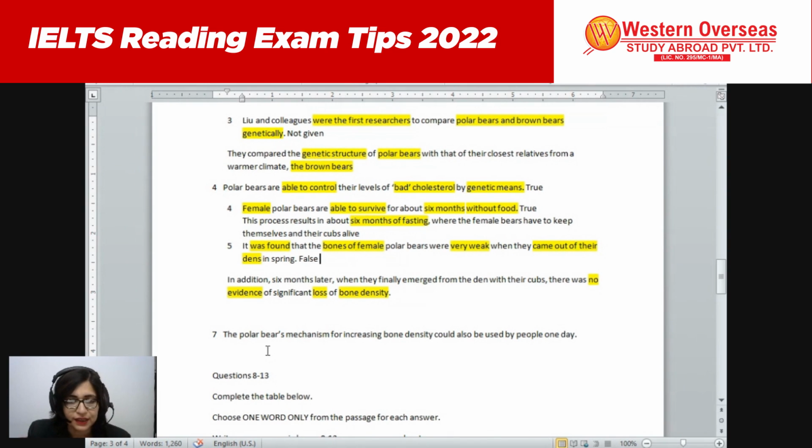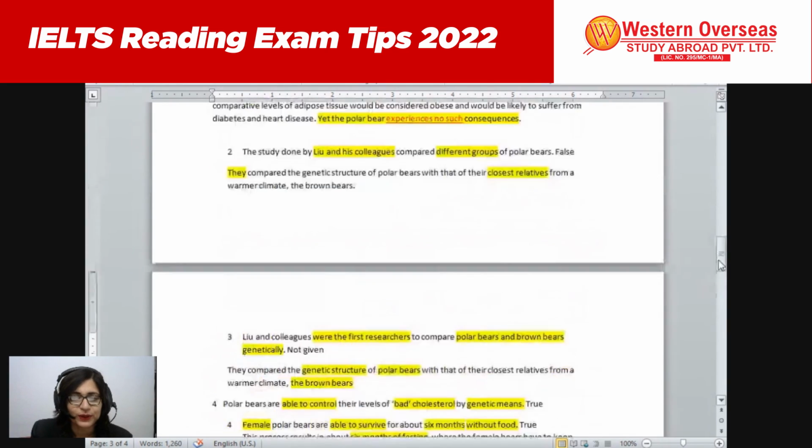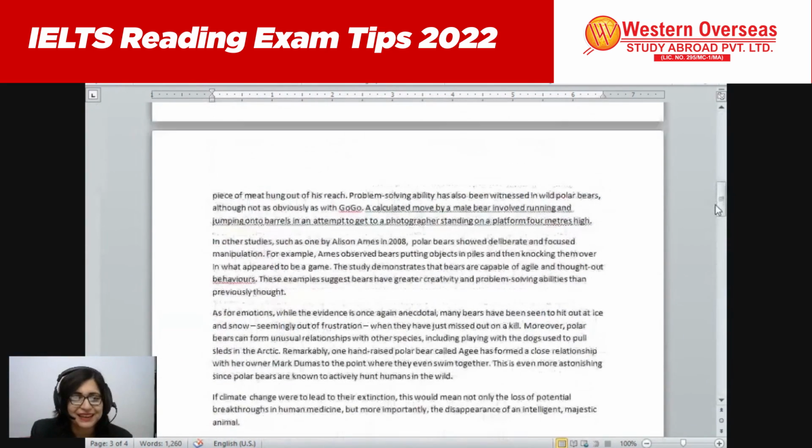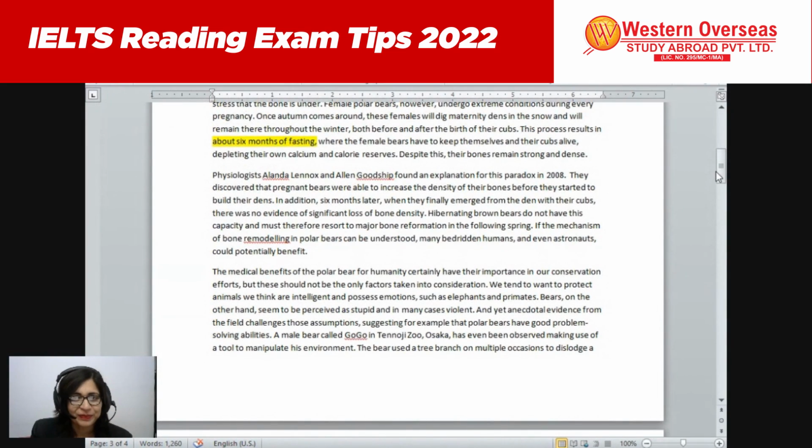The last question of this category, the polar bear's mechanism. The polar bear's mechanism for increasing bone density, used by people one day. Used by people one day. See what type of projection it is. Could also be used by people one day. Such types of projections are very important for your task 2 and many times in speaking. We use such types of phrases in speaking also. They are saying when used one day.